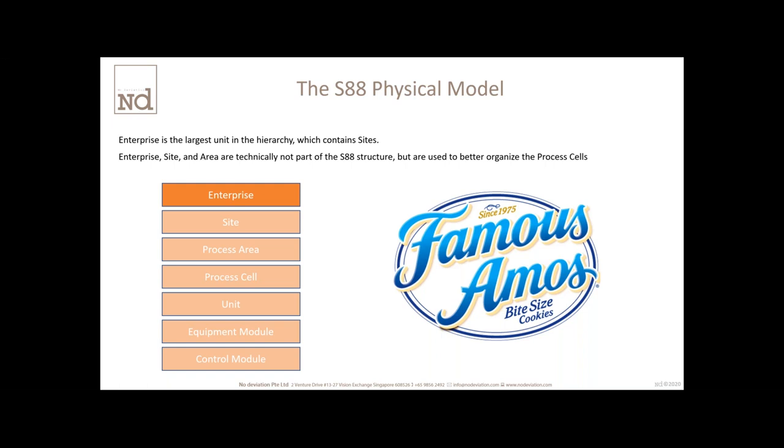Also, these three levels get into another standard, which is called S95, which deals with more things like ERP systems. So SAP or Maximo and MES systems like Wareham or Syncate. And again, that's another topic for another time if anyone shows interest. So the highest level of organizational structure is the enterprise or company. Our example for the rest of this is going to be one of the most common cookie companies you see in Singapore malls, which is Famous Amos.